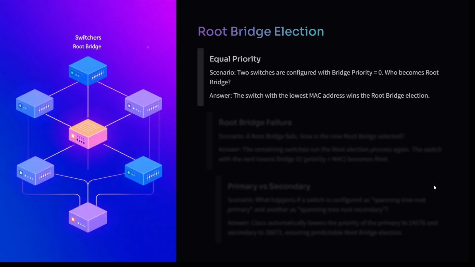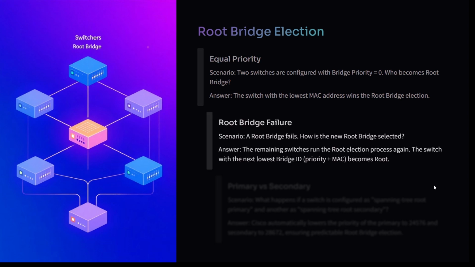Root bridge election. Equal priority. Scenario: two switches are configured with bridge priority equals 0. Who becomes root bridge? Answer: the switch with the lowest MAC address wins the root bridge election.